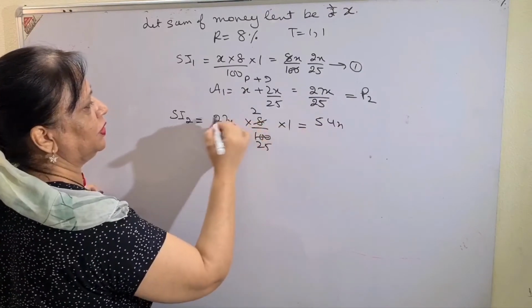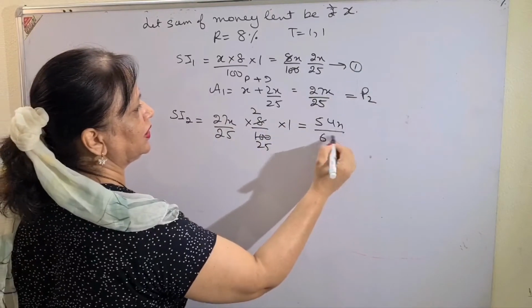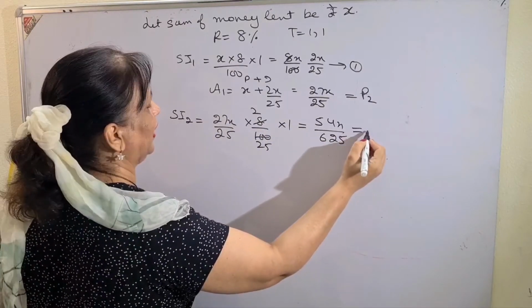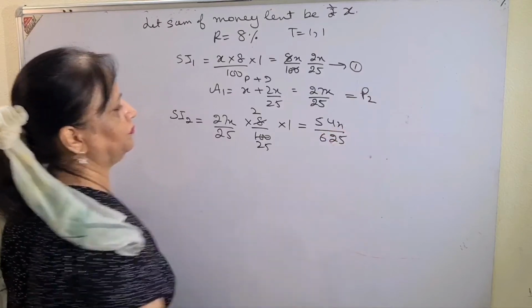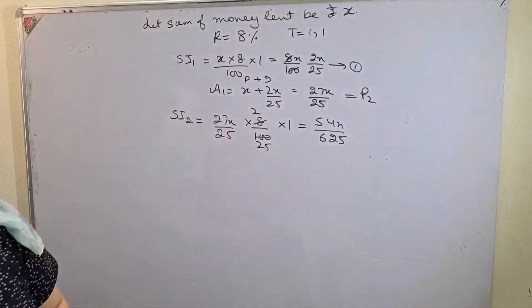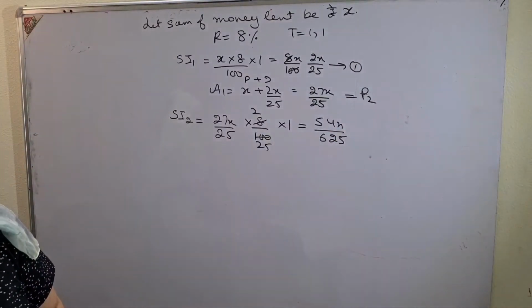54x, 2 7s are 14, 2 to the 4, so 54x upon 625. This is my SI2. 54x upon 625 is my SI2.